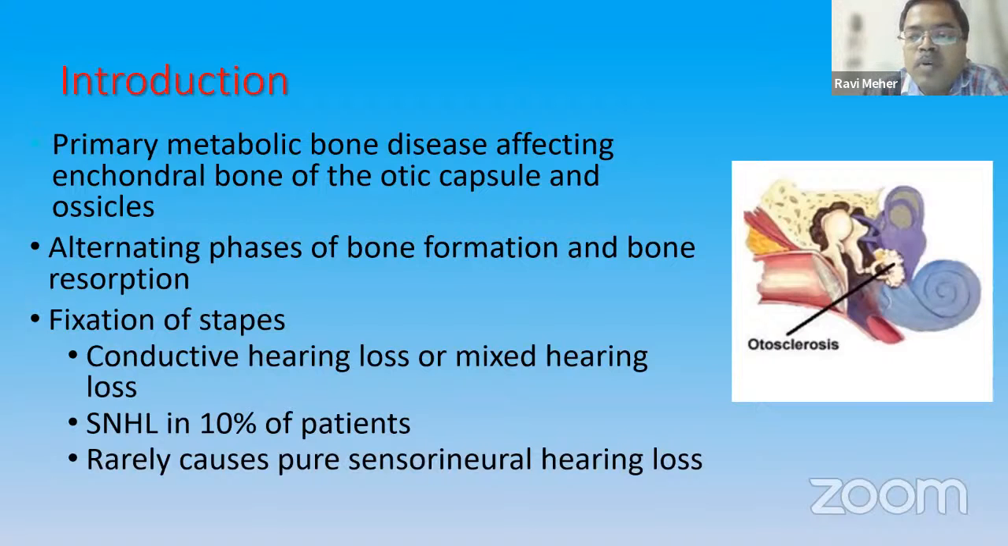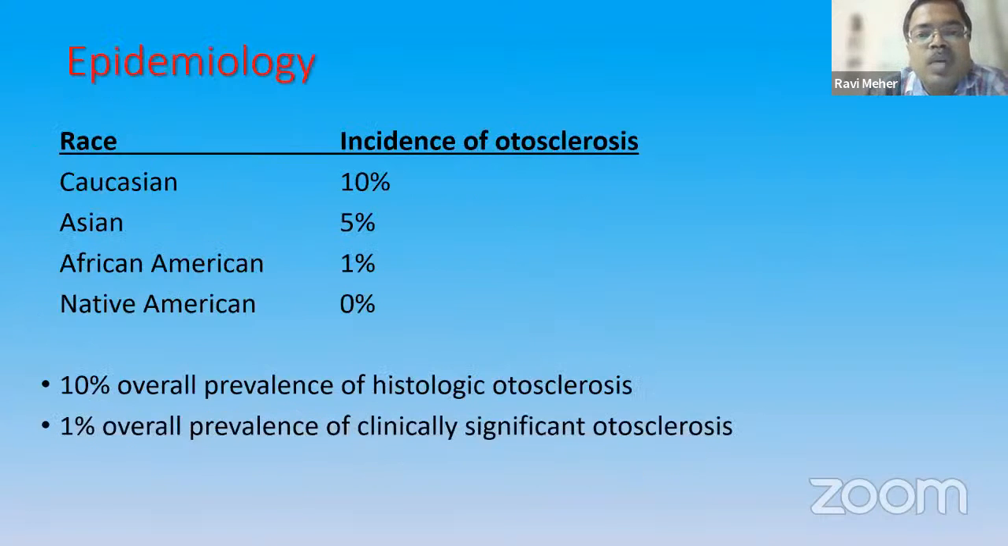When the otosclerotic foci involve the cochlea, it also leads to involvement of the labyrinth, leading to mixed hearing loss. And some of the patients, less than 10%, will present with sensorineural hearing loss. Epidemiology: it is a disease of the white race, so mainly the Caucasian population is affected. Asians are also affected. It is very, very rare in Native Americans.